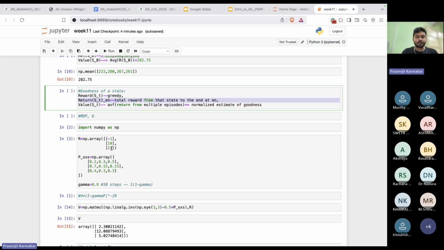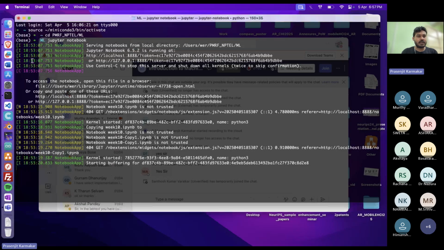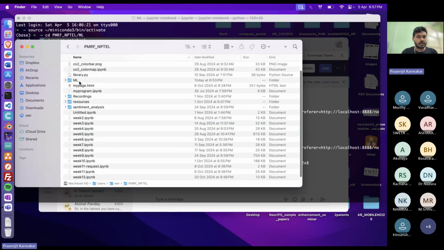Now, based on that principle, what we did, we have this equation, right? Let me open up that equation too. Just remember it.